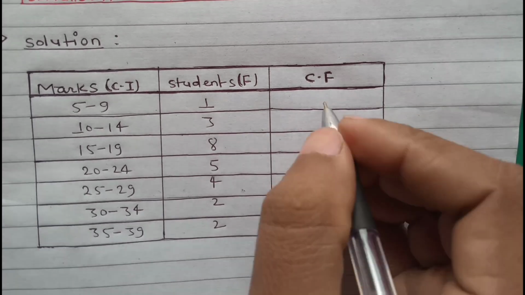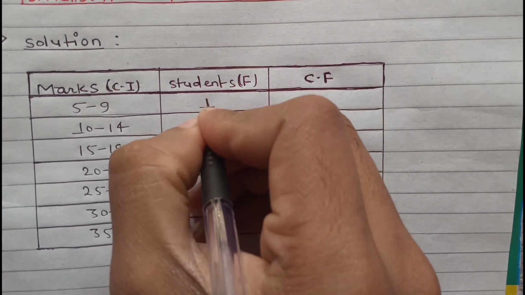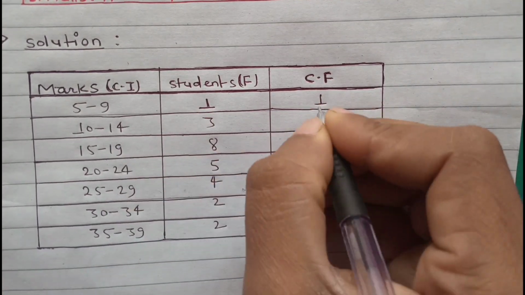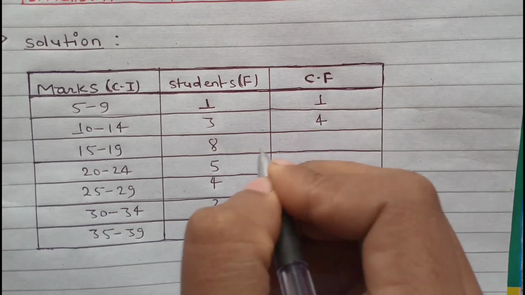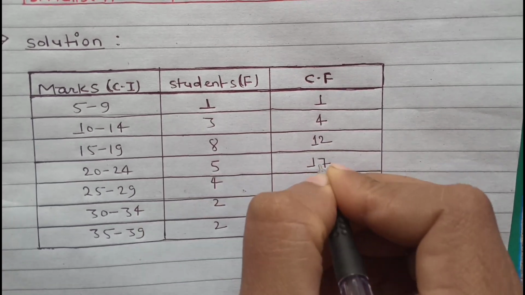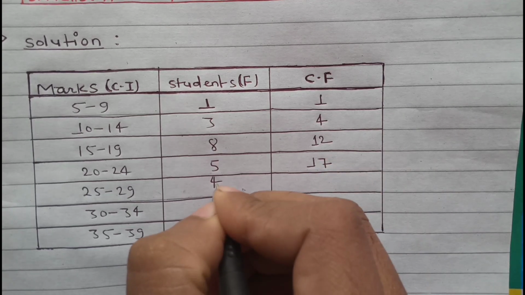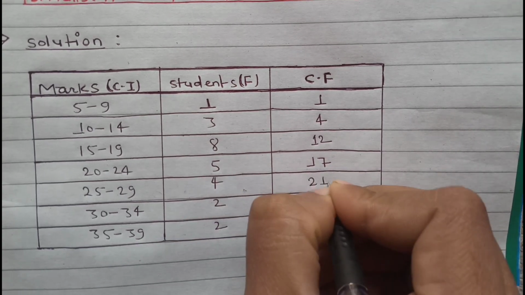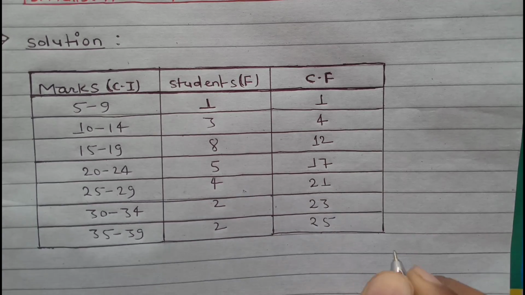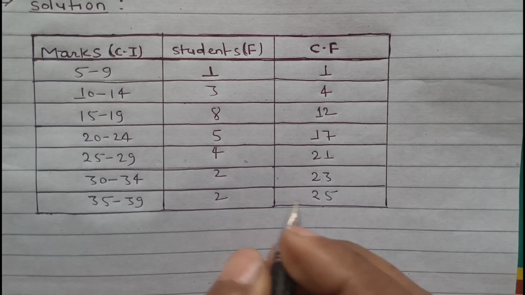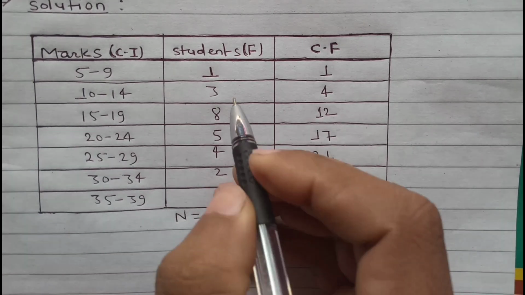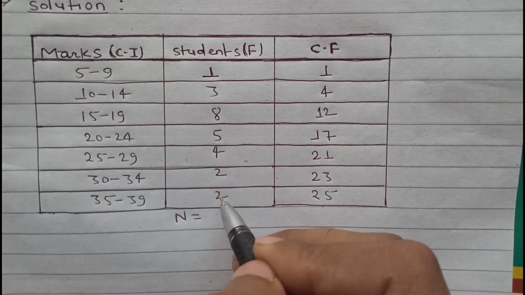Now we have to find the cumulative frequency. How do we calculate it? The first frequency is 1, so we write 1. Then 1 plus 3 is 4. 4 plus 8 is 12. 12 plus 5 is 17. 17 plus 4 is 21. 21 plus 2 is 23. 23 plus 2 is 25. Clear? Now we find the value of n by adding 1, 3, 8, 5, 4, 2, 2. We get 25.